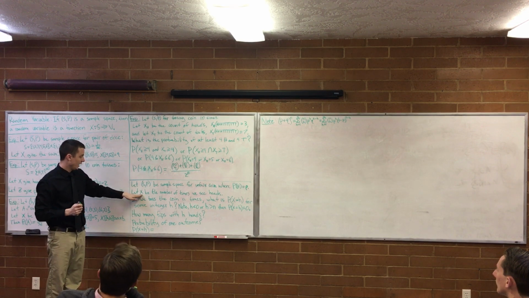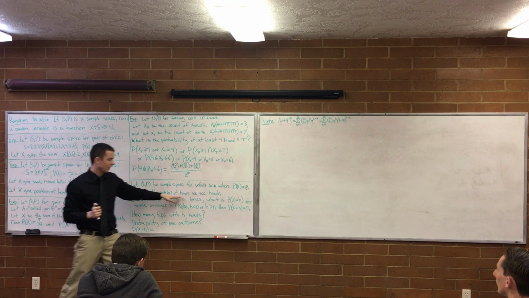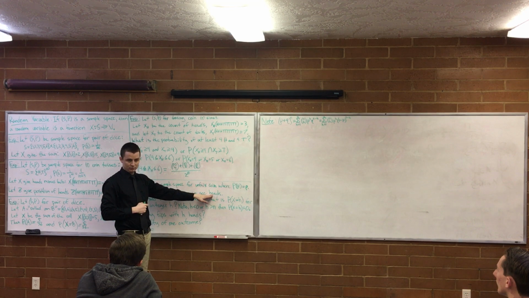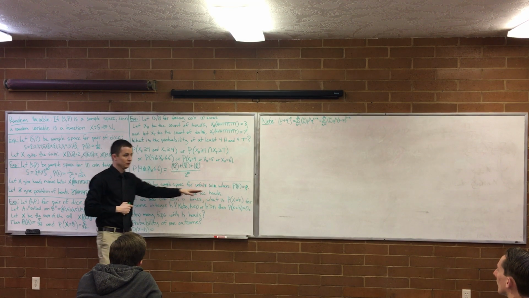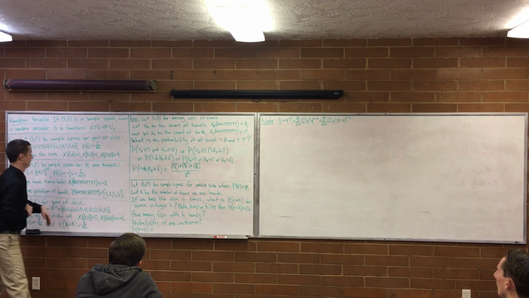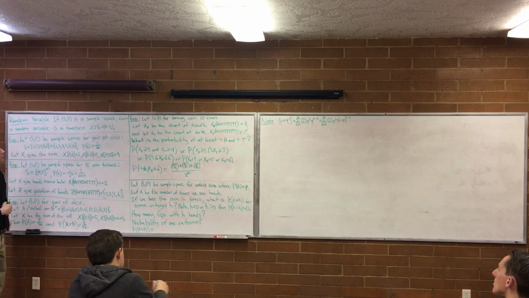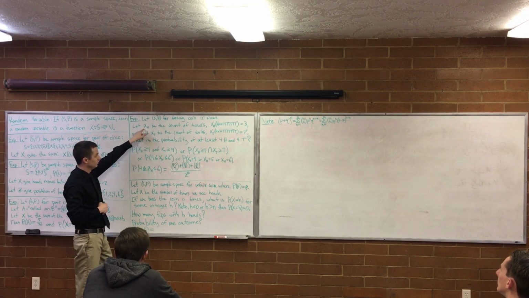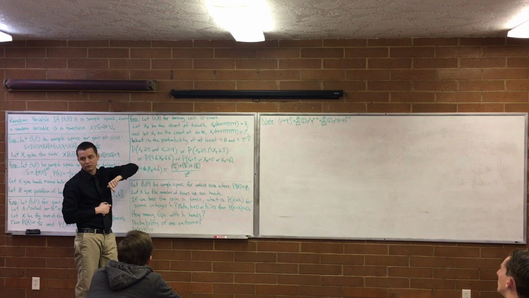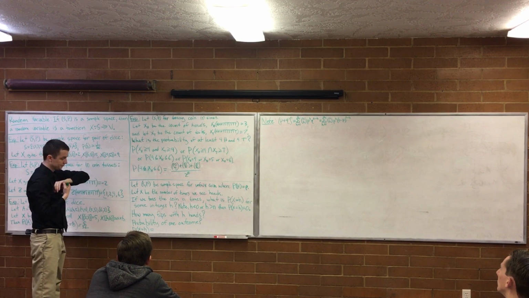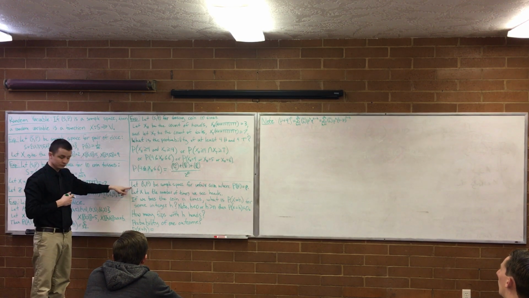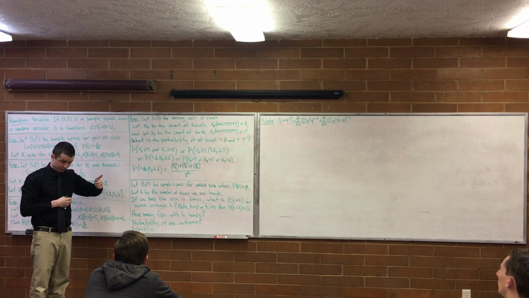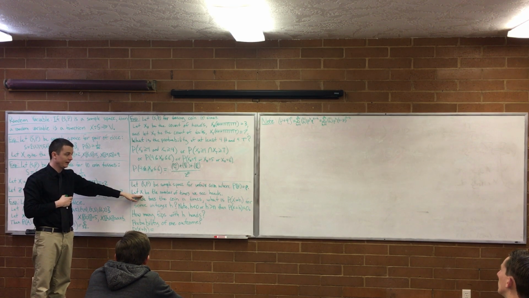Let's let x be the number of times we see a heads, the same thing that x of h was over here: the number of times we see a heads in a particular flip. So we have an unfair coin, so it's not 50-50 anymore. And x is the number of times we see a heads.